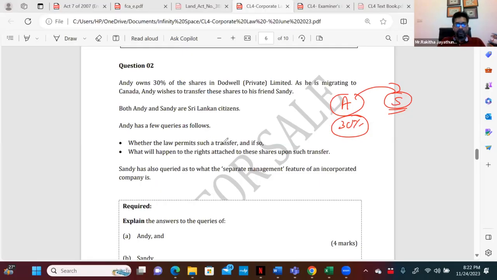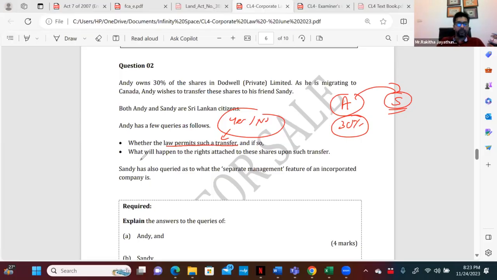Whether the law permits such a transfer. Don't you have to give an answer here? But your examiner has said some students have not given a correct, confident answer. You have to say either yes or no. But some students haven't done that. That is because you're not sure about your answer. Whether the law permits such a transfer, yes or no. First, you have to give that.